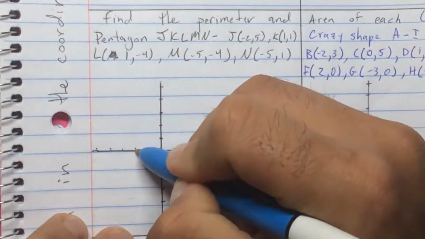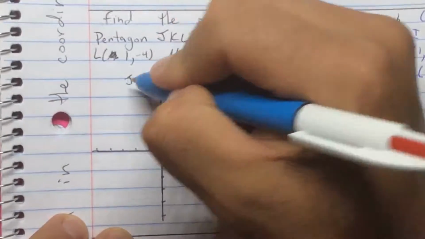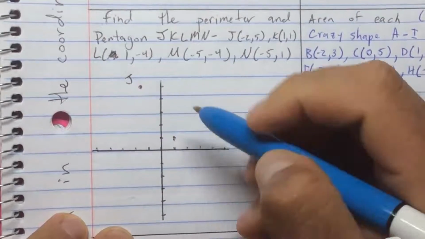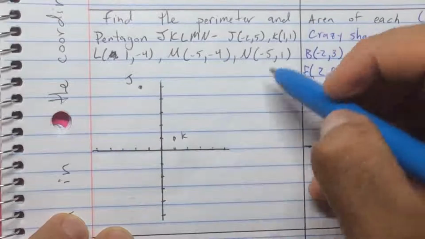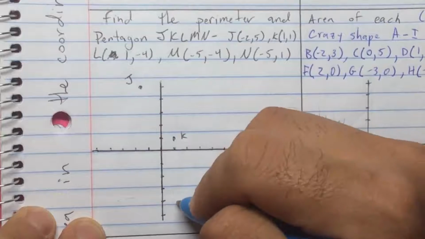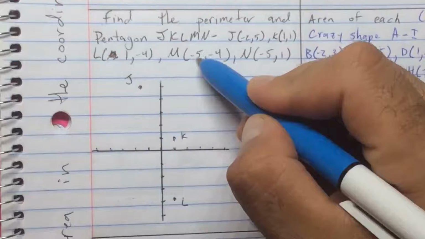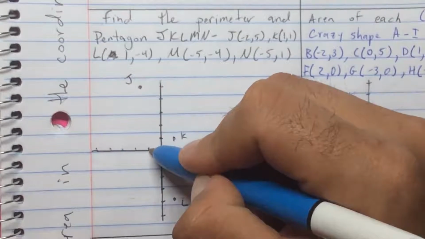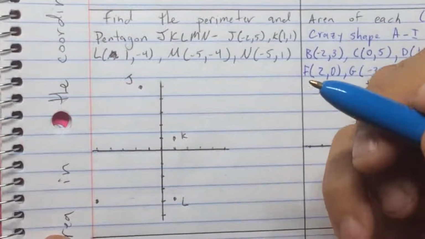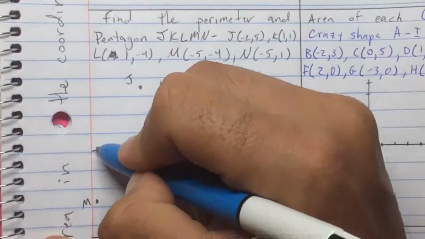So we have our -2, 5. This is our J. We have our 1, 1, our K. Our L would be 1, -4. M is going to be -5, -4. So 1, 2, 3, 4, 5, -4. Oh, sorry, I didn't label this one, M. And our N is going to be at -5, 1.